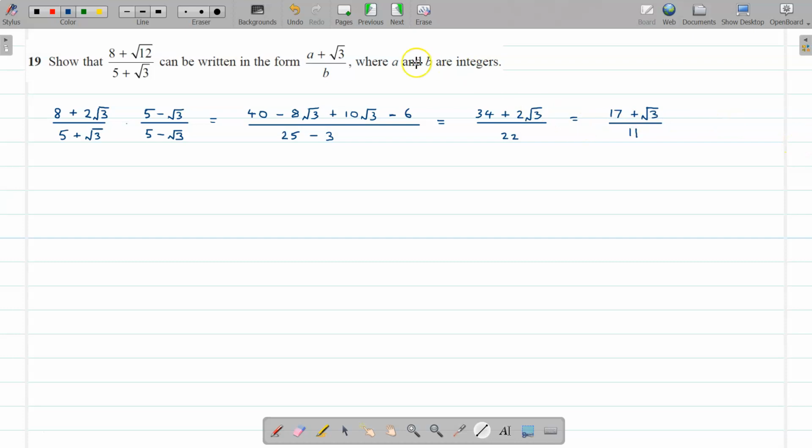Okay, now you don't have to explicitly state what A and B are because it's implied in here, but if you wanted to be thorough about it, you could write that A is therefore equal to 17 and B is equal to the denominator, which is 11. But your answer to the question is there.